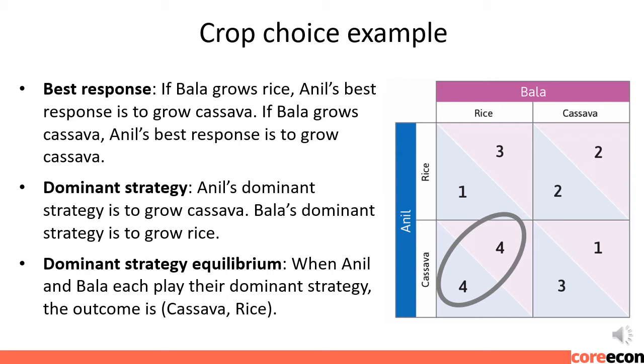Dominant strategy. So Anil's dominant strategy is to grow cassava. Bala's dominant strategy is to grow rice. Dominant strategy being defined as a best response to all possible strategies of the other player. Does not always exist. Dominant strategy equilibrium. When Anil and Bala each play their dominant strategy, the outcome is cassava, rice. So cassava, rice is the dominant strategy equilibrium in this game.